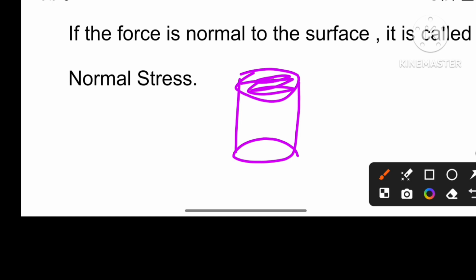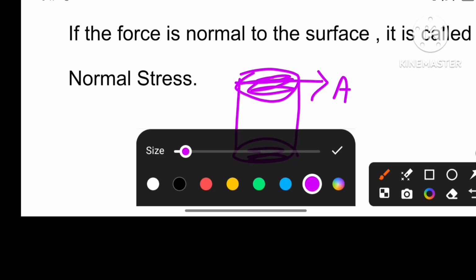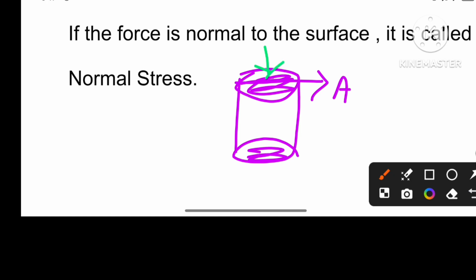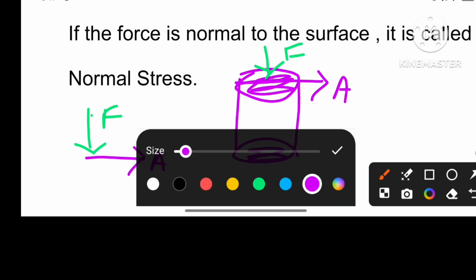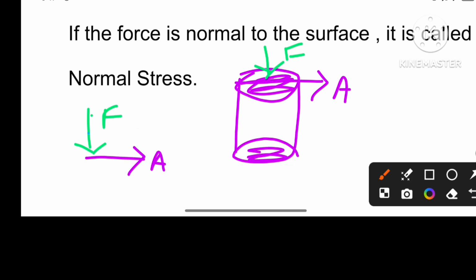This is the upper surface, this is the lower surface. Area of cross section here A. If I apply one force from its topmost position in this way, you can see that the force is acting in this direction and the area of cross section is acting in this direction. The angle between them, that is theta, is 90 degrees. So this is what we call perpendicular to each other. The two vectors are perpendicular to each other, that is called normal.